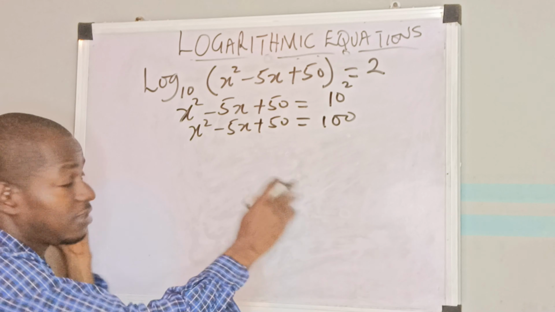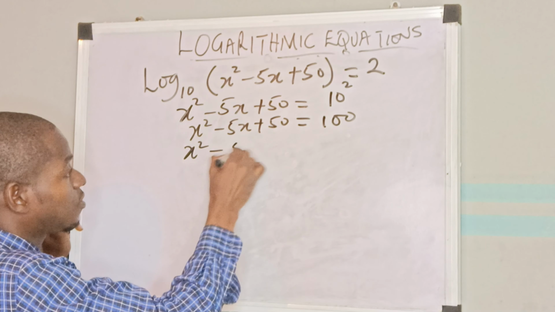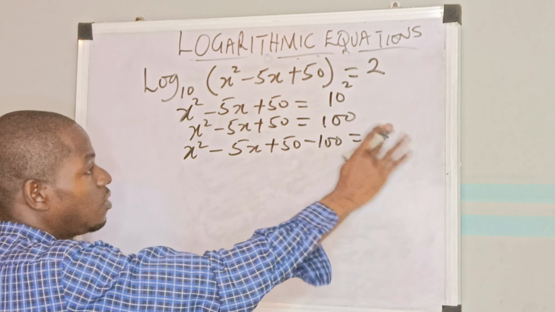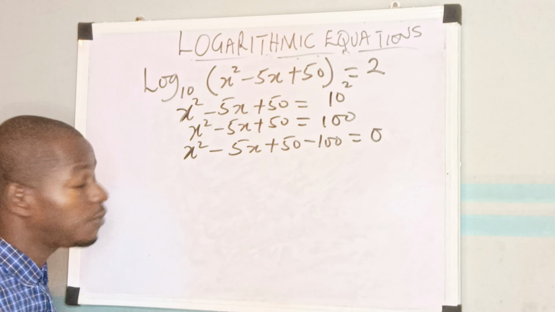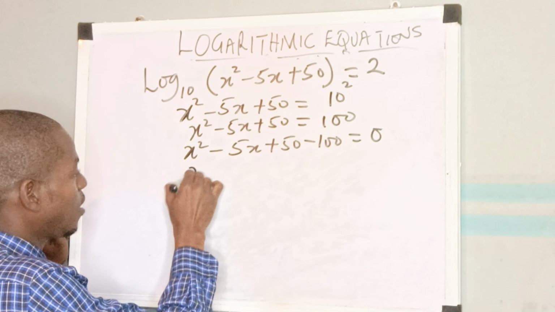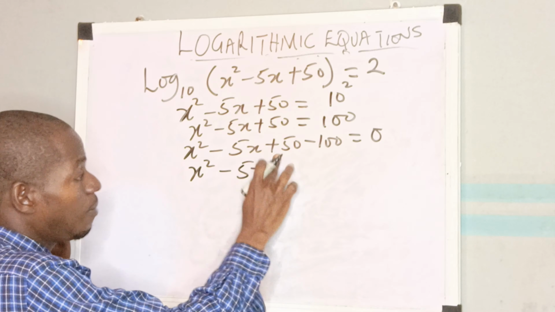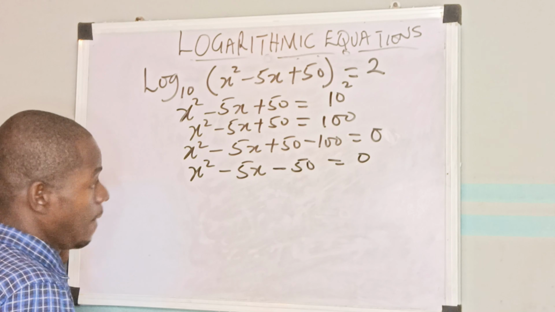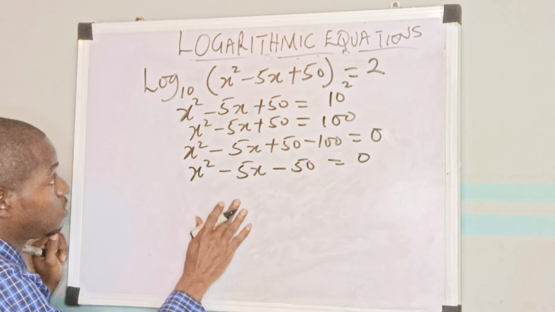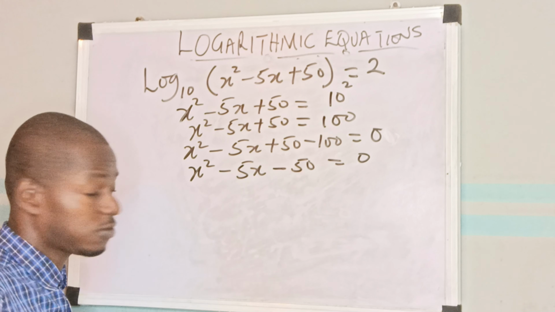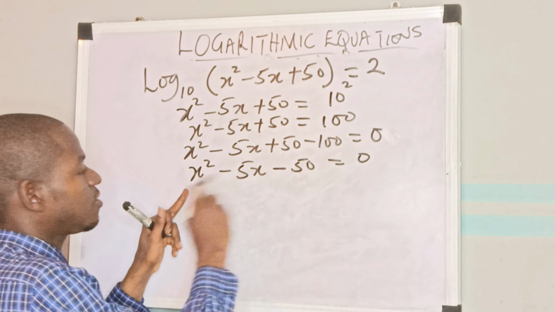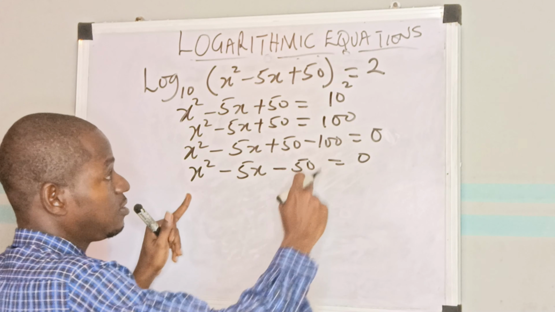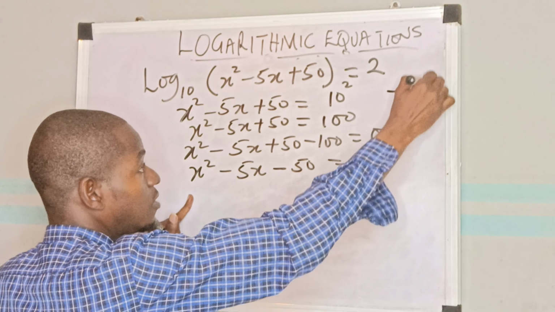Subtract 100 from both sides. You have x squared minus 5x plus 50 minus 100 equals 0. 100 minus 100 will give me 0. So this becomes x squared minus 5x plus 50 minus 100, that's -50, equals 0. Now from here, this is a quadratic equation. Let's solve still. So what do we do? We multiply the first and the last term together. That's x squared times -50. That would be -50x squared.